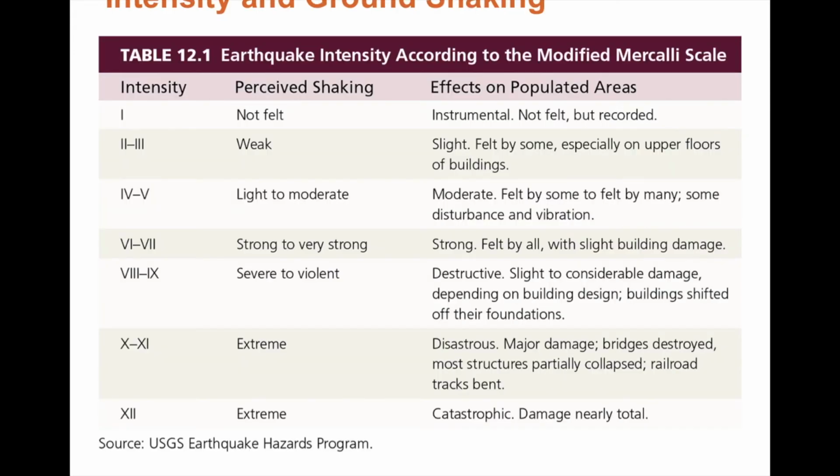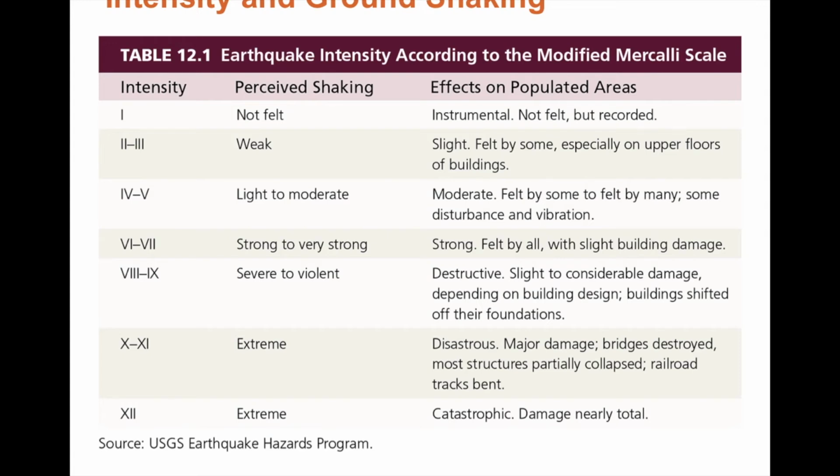So the modified Mercalli scale is when we look at the intensity of the earthquake, what kind of shaking and effects there are on populated areas. So an intensity 1 is not felt. And of course, if there's 1 million earthquakes a year, most of them are intensity 1. They're just picked up by the seismographs.